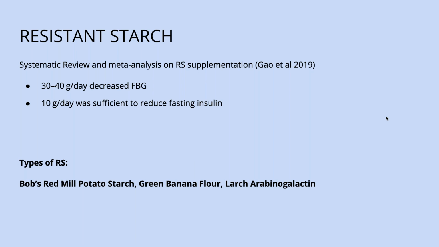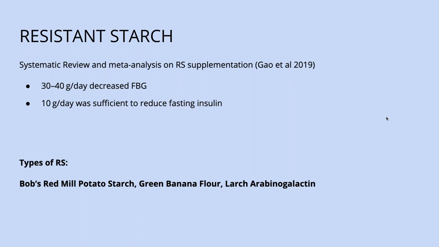Resistant starch. So resistant starch is very, very safe for the entire pregnancy. So it's a great thing to start people on. And as a carbohydrate, it's definitely superior when you're looking at insulin resistance. So a systematic review from 2019 found that 30 to 40 grams a day decreased the fasting blood glucose, but just 10 grams a day was enough to reduce fasting insulin, which is very doable for people.